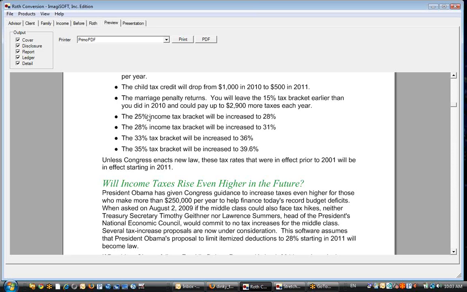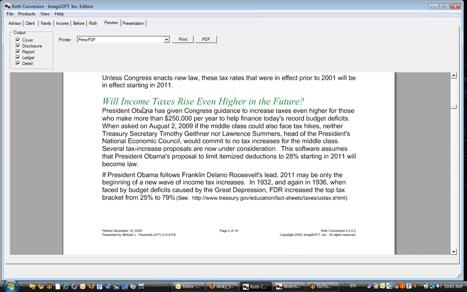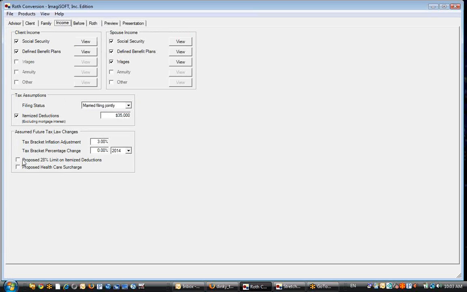One guy, when he gets them into the seminars, just leaves this sample case out for people to look at. They read these kinds of things, and he talks about them in the slides that he made. Okay, well, income taxes rise even higher in the future. If President Obama follows FDR's lead, then he may increase taxes again. One of the things our software allows you to do is increase the taxes, let's say by 3%, starting in the year 2014 when President Obama gets reelected.